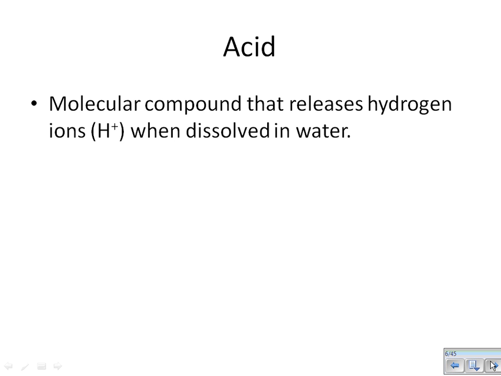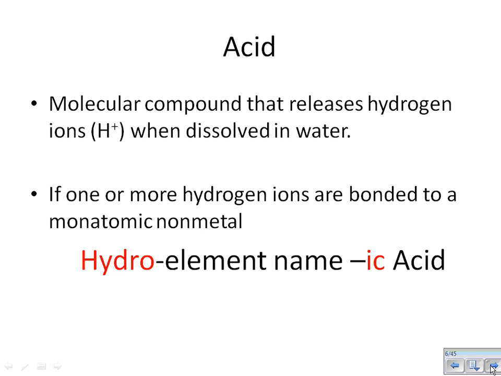Anything, or a molecular compound, covalent compound, that can release hydrogen ions when dissolved in water, we call an acid. So, very easily, if you see something that starts with an H, it probably is an acid. If you have 1 or more hydrogen ions that are bonded to a monatomic nonmetal, then you are going to name the acid by adding the prefix hydro in front of that element's name. You're going to drop the ending to the name, add the suffix ic, and finish it off with acid.